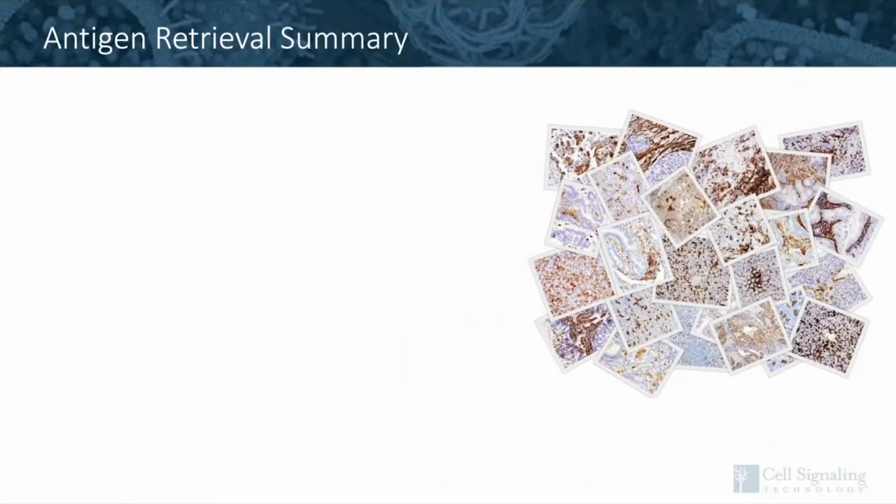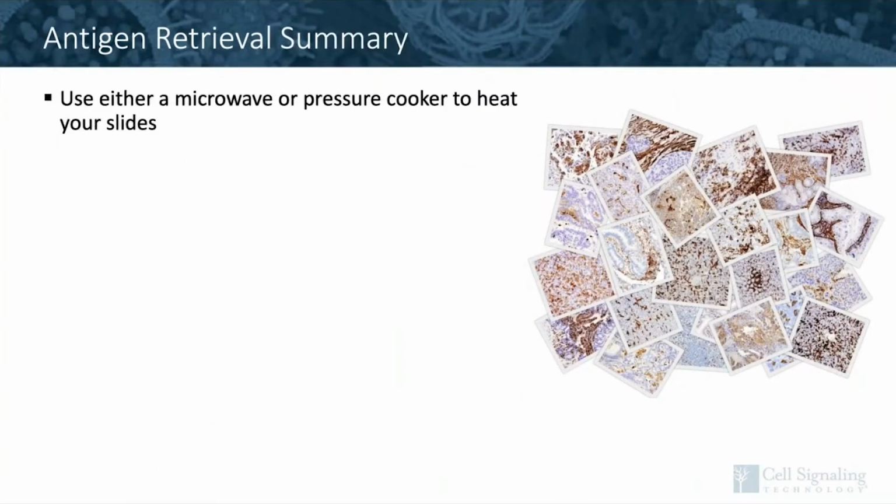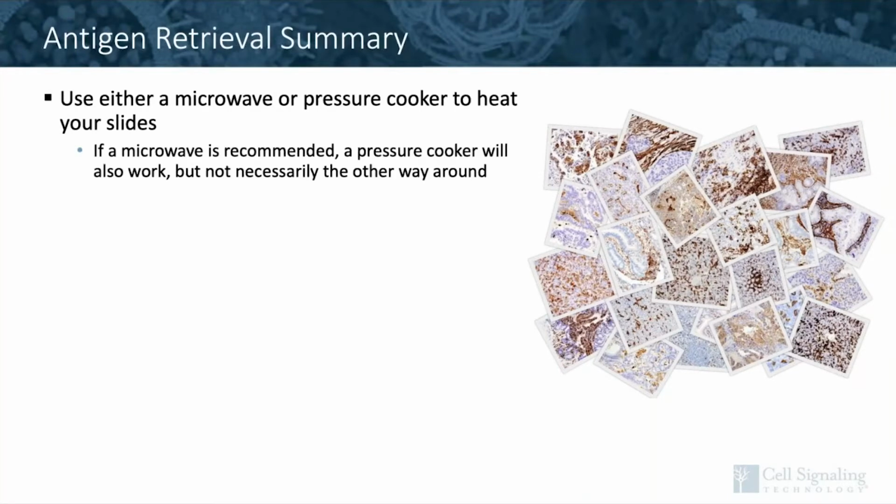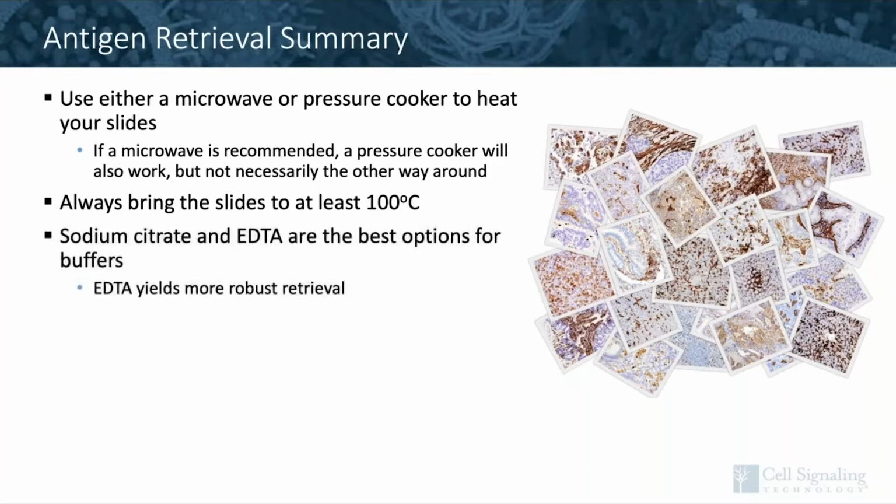So to summarize my main points regarding antigen retrieval, use either a microwave or pressure cooker to heat your slides, and remember that the pressure cooker will often yield more effective retrieval. Always bring the slides to at least 100 degrees Celsius. Sodium citrate and EDTA are the best options for retrieval buffers, and EDTA will yield more robust retrieval.